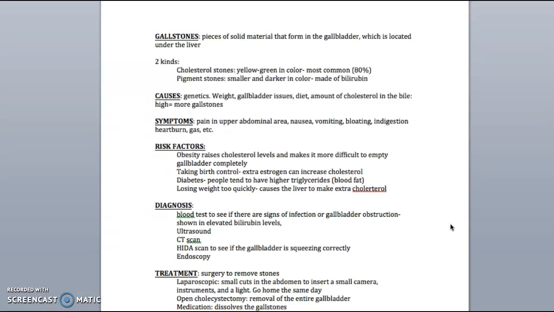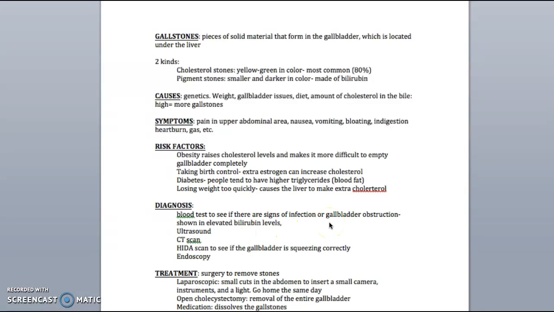It is a yellow-green color. The second type of gallstone is called a pigment stone, and it is smaller and darker in color, and this stone is made up of bilirubin. Bilirubin is created by the liver. All of our bodies make it, but gallstones are formed when an excess amount of bilirubin is placed in the gallbladder, and it just forms a stone there.